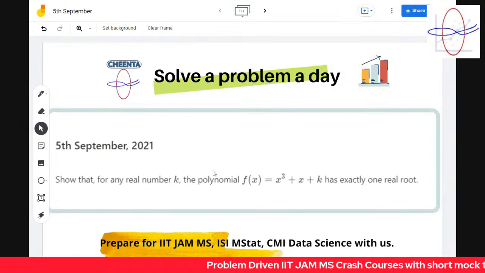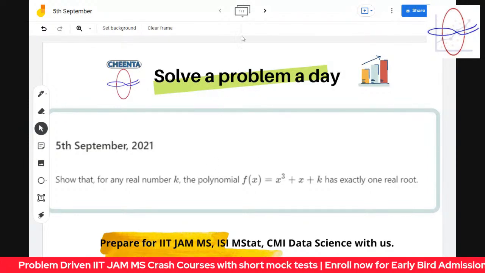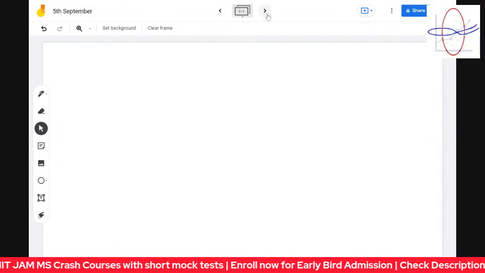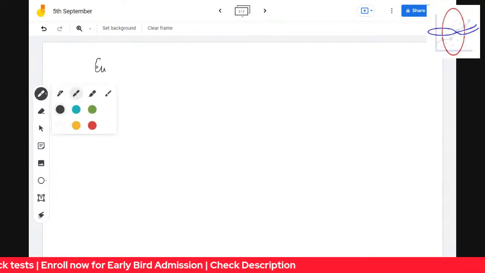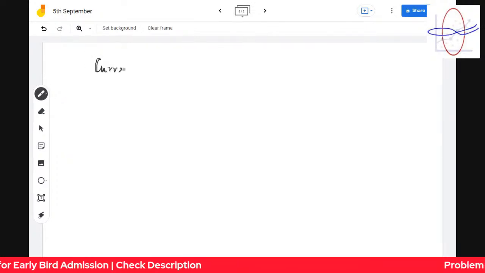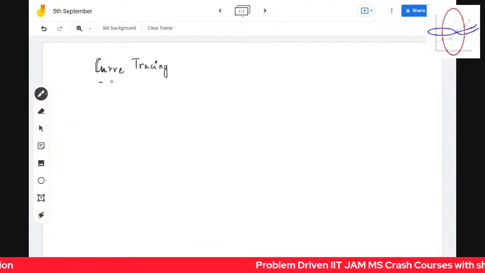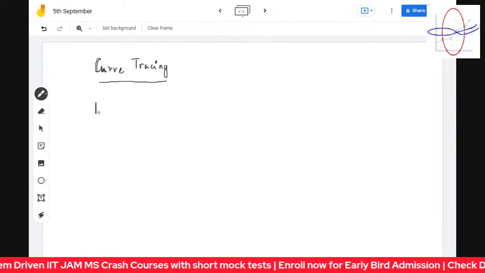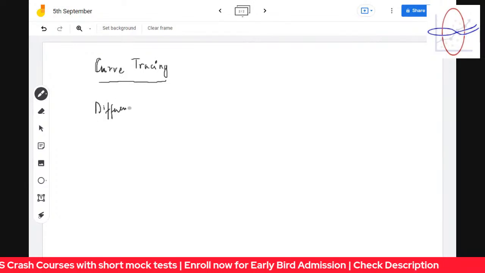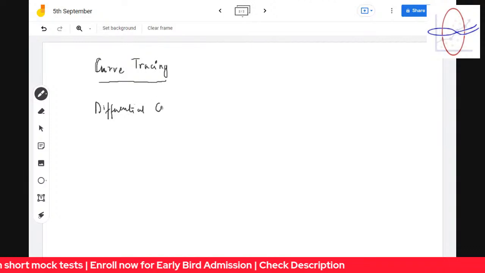And how do you do this problem? This type of problem is done by curve tracing. This is why the idea of curve tracing is super important, guys. What is curve tracing? Curve tracing is an application of differential calculus to understand how the curve behaves, how a function behaves, how to draw the function.